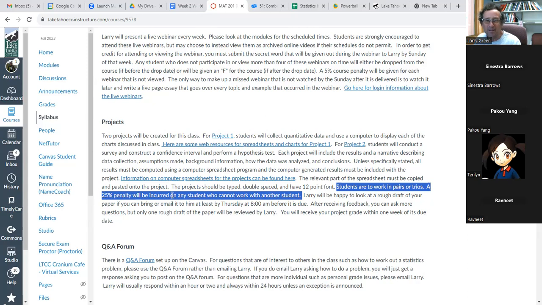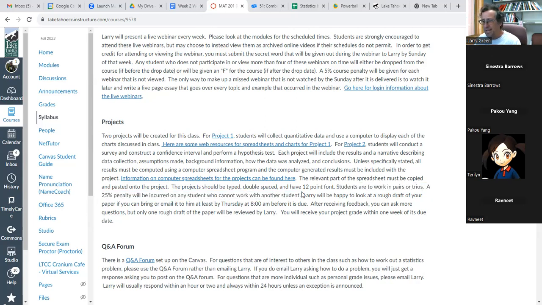And a 25% penalty is a disaster. You do not want that. So you do not work alone. Don't even think about it. That's horrible. Okay.